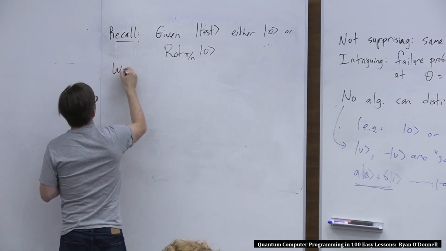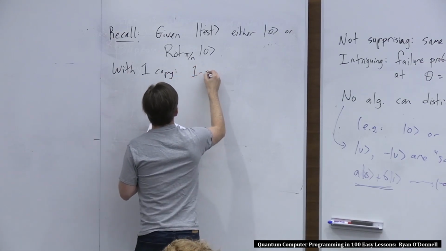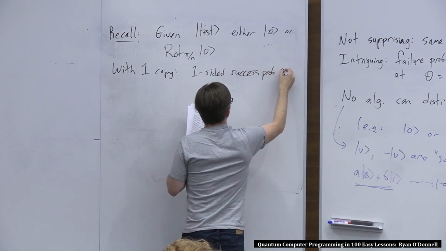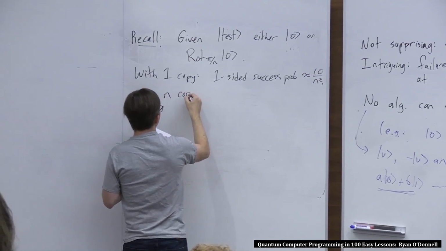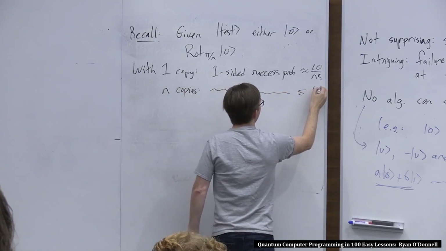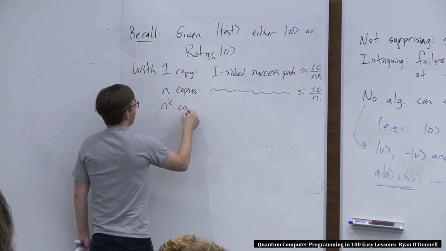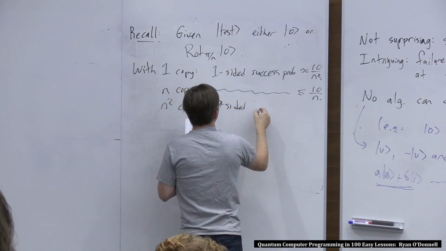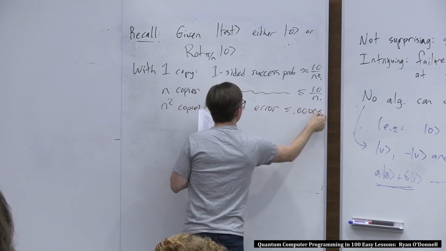And we saw that with one copy, you're kind of screwed. You have a one-sided success probability of about 10 over n squared. We also asked, what if we could get n copies? And we saw that's not enough. You still had one-sided success probability at most 10 over n, which is still pretty small. But with n squared copies, that was great. In fact, you can get the one-sided error really small, like 0.00006.